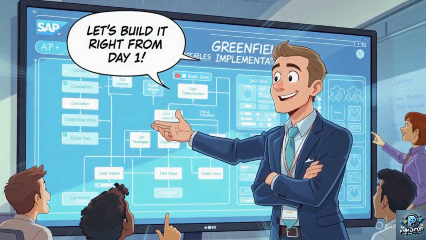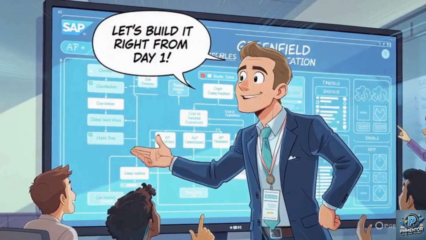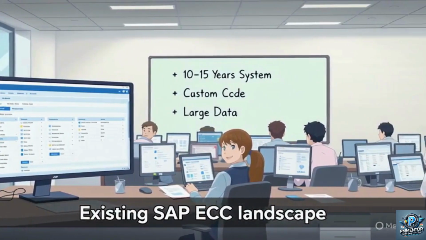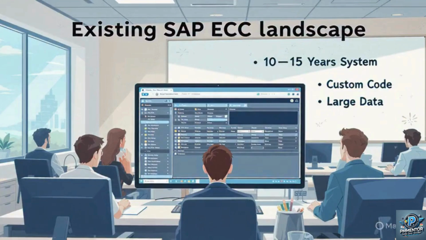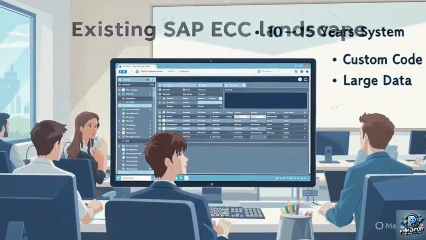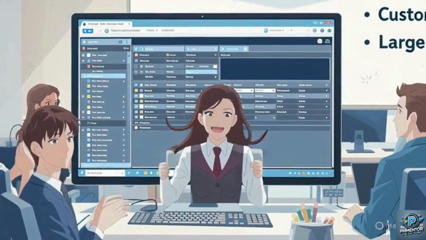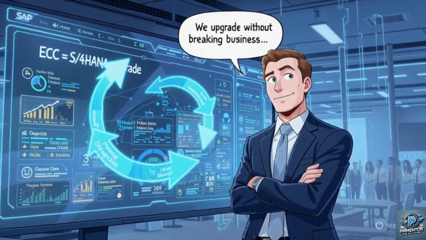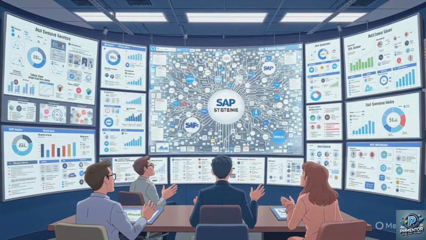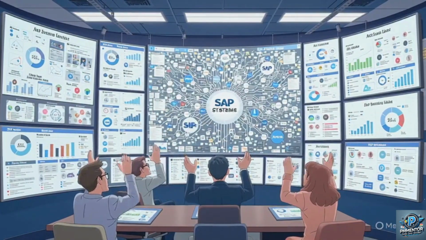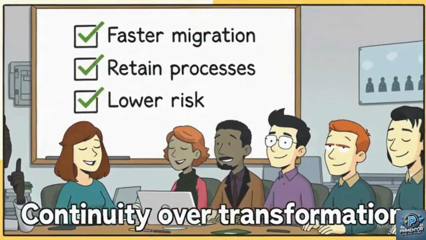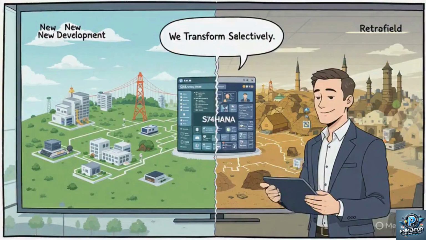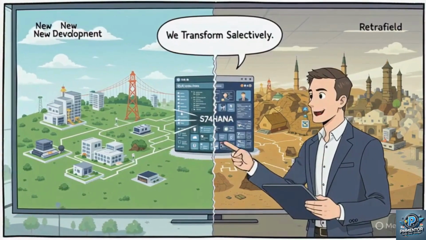Now, consider a mid-sized company that has been using SAP ECC for the last 10 to 15 years. They already have configured processes, large volumes of data, custom developments. Now, they want to move to S/4HANA. In this case, the most practical approach is Brownfield implementation. Why? Because they don't want to disrupt their entire business. They want a faster transition, retaining their existing processes while upgrading the technology.